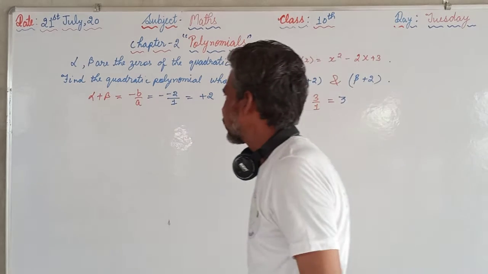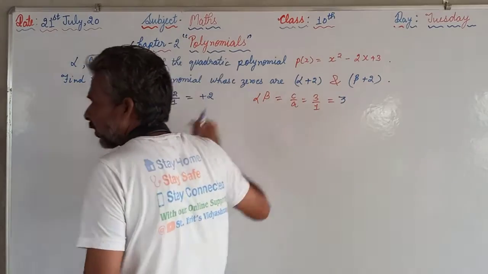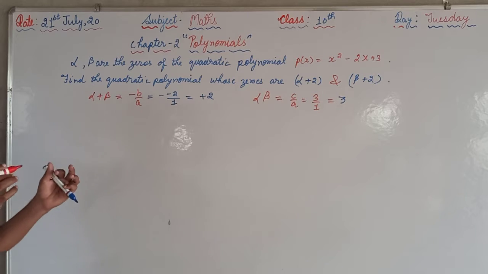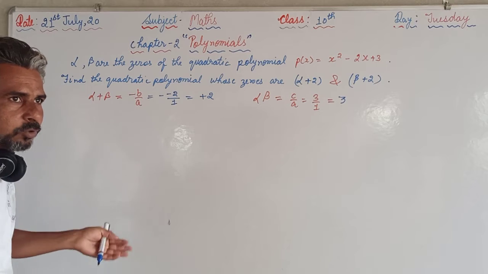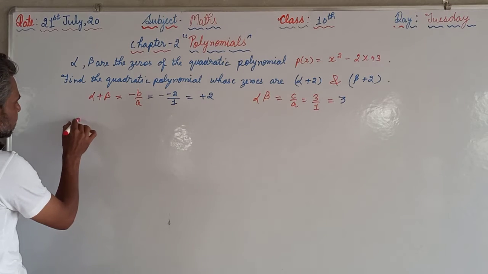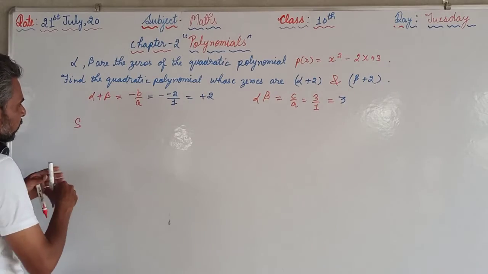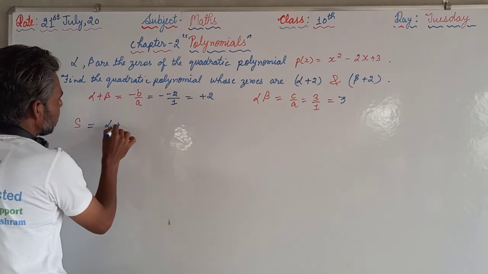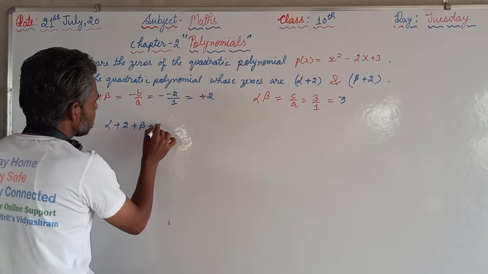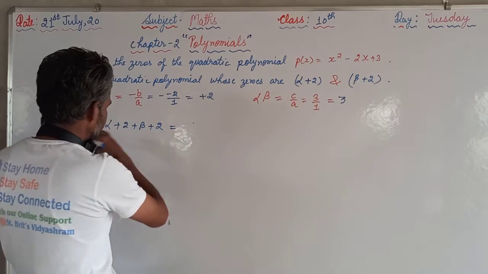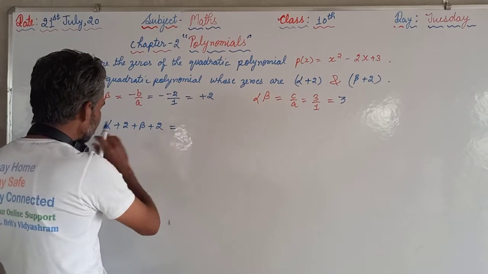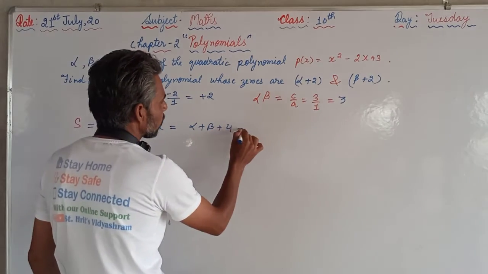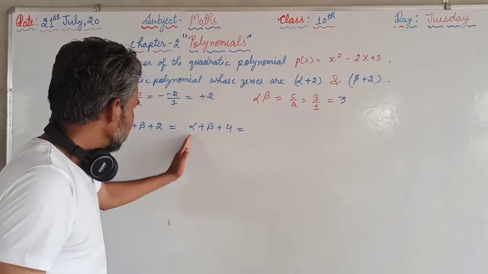So we got the sum of the roots and product of the roots of the given polynomial, but now we are supposed to find the sum of the roots of the polynomial which we are supposed to construct. What will be the sum of the zeros of the one we have to construct? S stands for sum, and that will be alpha plus 2 plus beta plus 2. We can reshuffle that, alpha plus beta plus 2 plus 2, that is 4.